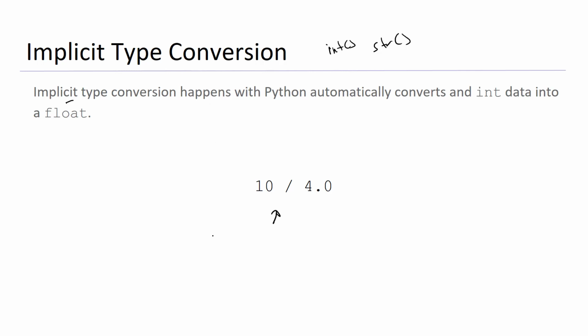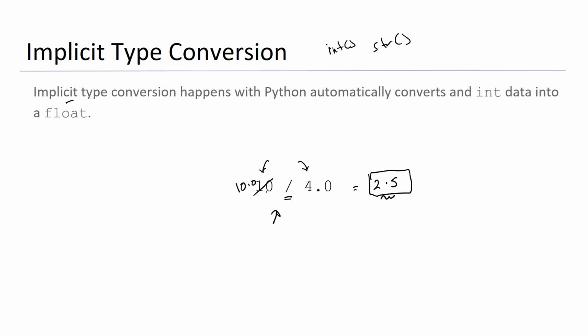Consider, for example, this expression in here. We have this division, which is basically a float division, and a float division usually expects both operands to be floats. So we have one float in here, but this operand here is not a float, it's an integer. So what does Python do? It replaces this with a float. It replaces this with 10.0, and divides this by 4.0, and the result should be 2.5, which is also a float.